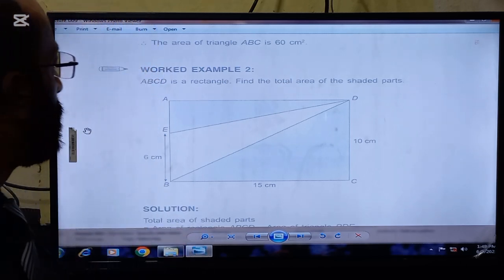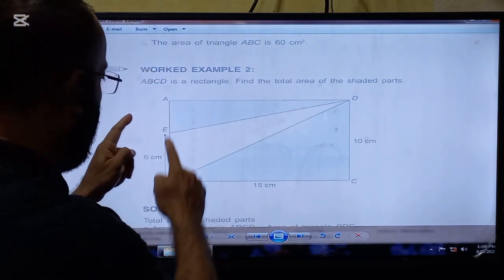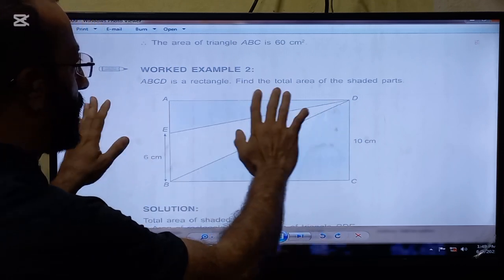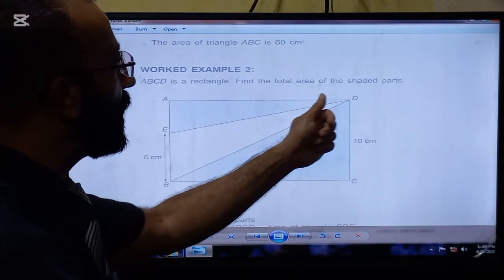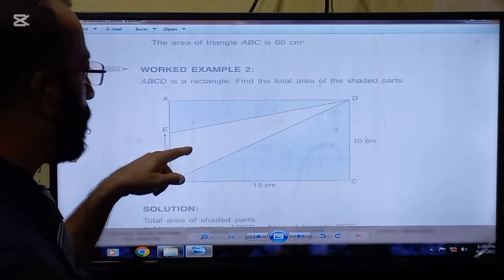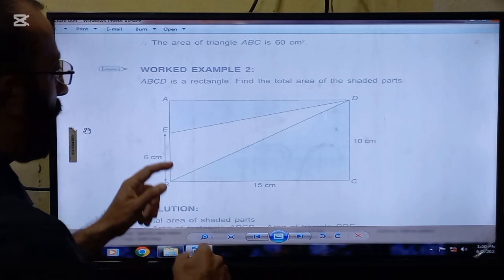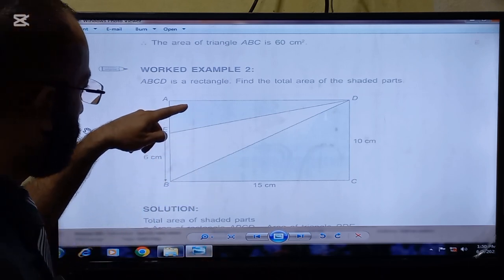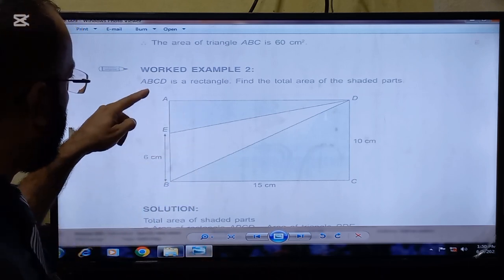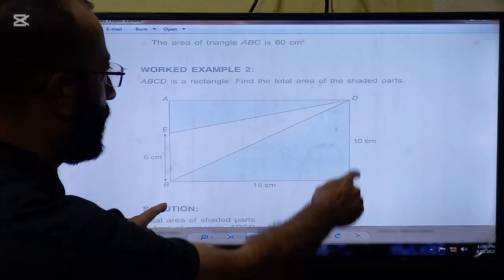Here is another question. The statement is: ABCD is a rectangle. So A, B, C and D. This is the rectangle. Find the total area of the shaded part. So these two portions are shaded and this is unshaded. So we are required to find the total area of the shaded part. And actually the shaded parts are two triangles. So here is one triangle that is AED. And here is the second triangle that is BCD.